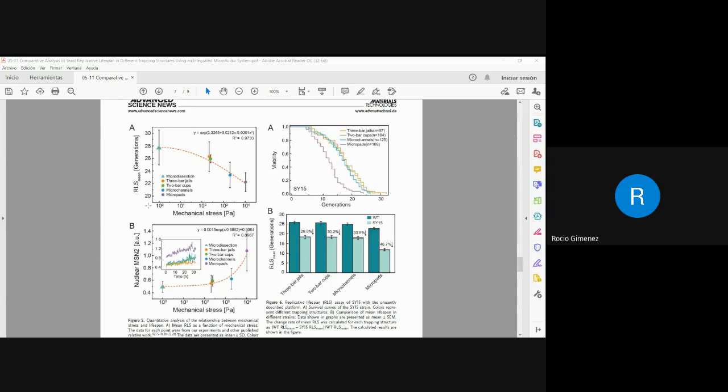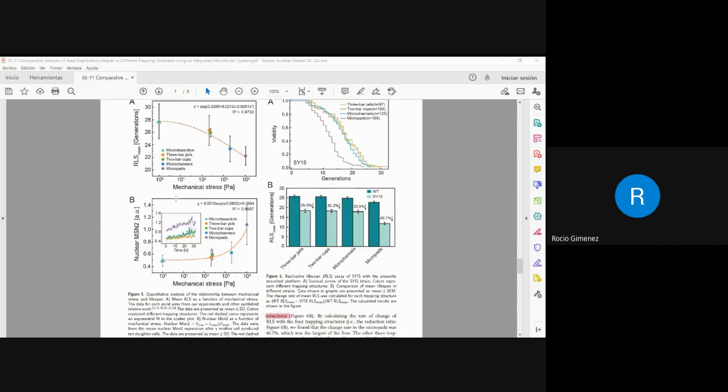And finally, they investigated how the trapping structures affect strains that have reduced stress tolerance. And they saw that strains that have reduced stress tolerance are much more susceptible to environmental changes. So the accuracy of the data will decrease if you use micropads. Therefore, the micropad trapping method is not suitable for aging-related experiments, especially on strains with poor stress tolerance. That would be all. Thank you.